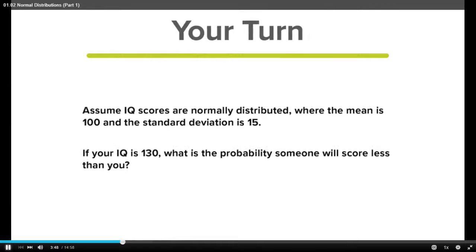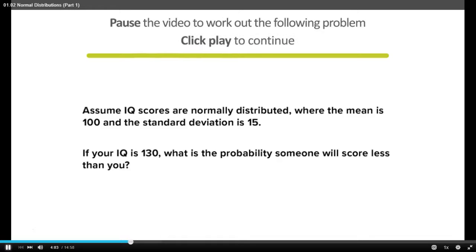Now it's your turn. Assume IQ scores are normally distributed, where the mean is 100 and the standard deviation is 15. If your IQ is 130, what is the probability someone will score less than you? Pause the video to work out the problem. Click play to continue. Let's look at how we could solve this problem.